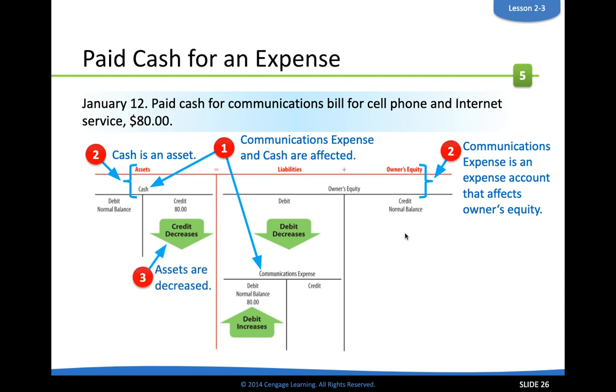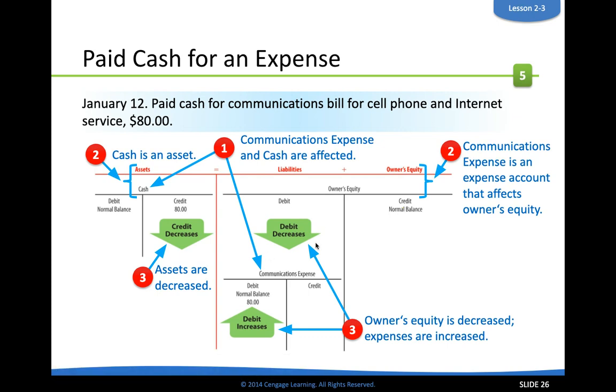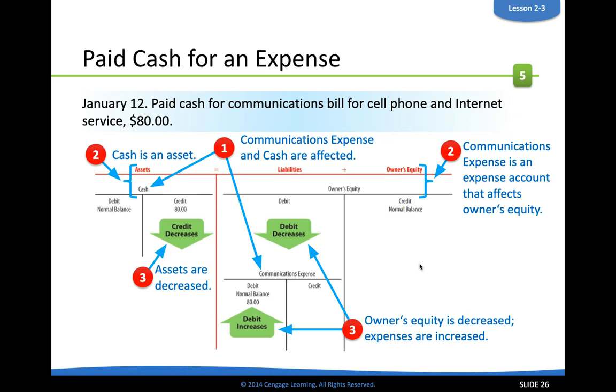Number 3, assets are decreased. All right, so you're paying cash for something, which means your cash account is going to go down, and you know owner's equity is decreased, but expenses are increased. So let's look specifically down here. Let's not worry too much about that because it's sort of confusing, but let's leave that for right now. These are the 2 accounts that we're working with, so let's just focus in on those. So owner's equity, while it is decreased, expenses are increased. So expenses are increased.